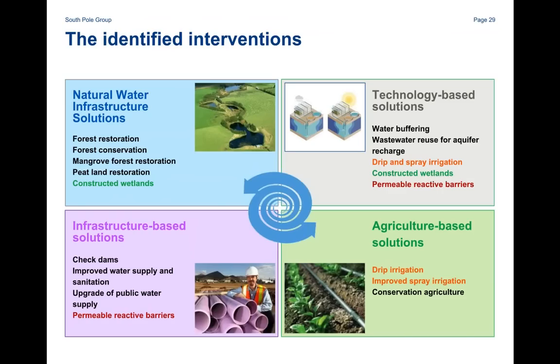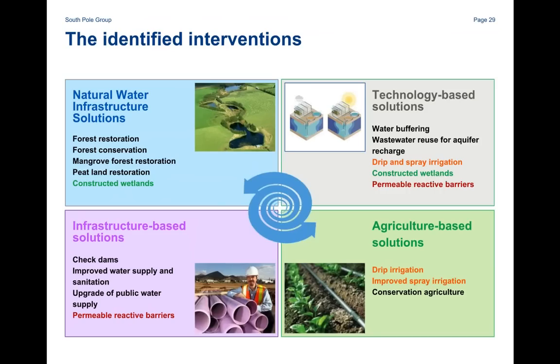The second category of solutions we identified refers to more structural interventions related to infrastructure, and we are talking here, for example, about check dams, water supply and sanitation improvement, measures for groundwater treatment, such as permeable reactive barriers, or more, let's say, extensive measures such as the upgrade of public water supply. On the other hand, we also have solutions that are more technology-based, and where the risk mitigation comes from the application of the technology. Some examples are water buffering or wastewater reuse for aquifer recharge.